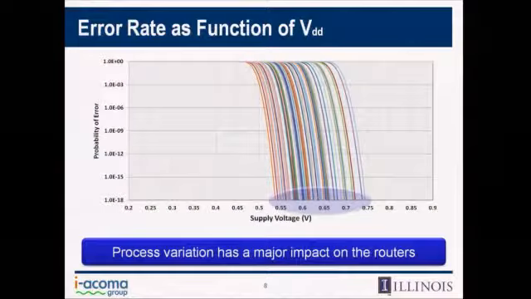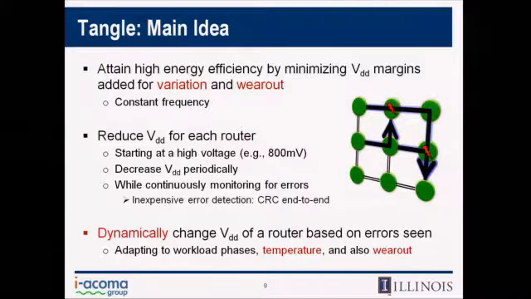The way that we are going to do this is by reducing the VDD of each router to the minimum level that it can comfortably tolerate. And we start by having a high voltage for each of these routers. As you saw in this plot, something around 800 is a safe voltage, and all of them can operate correctly and allow fault-free operation.